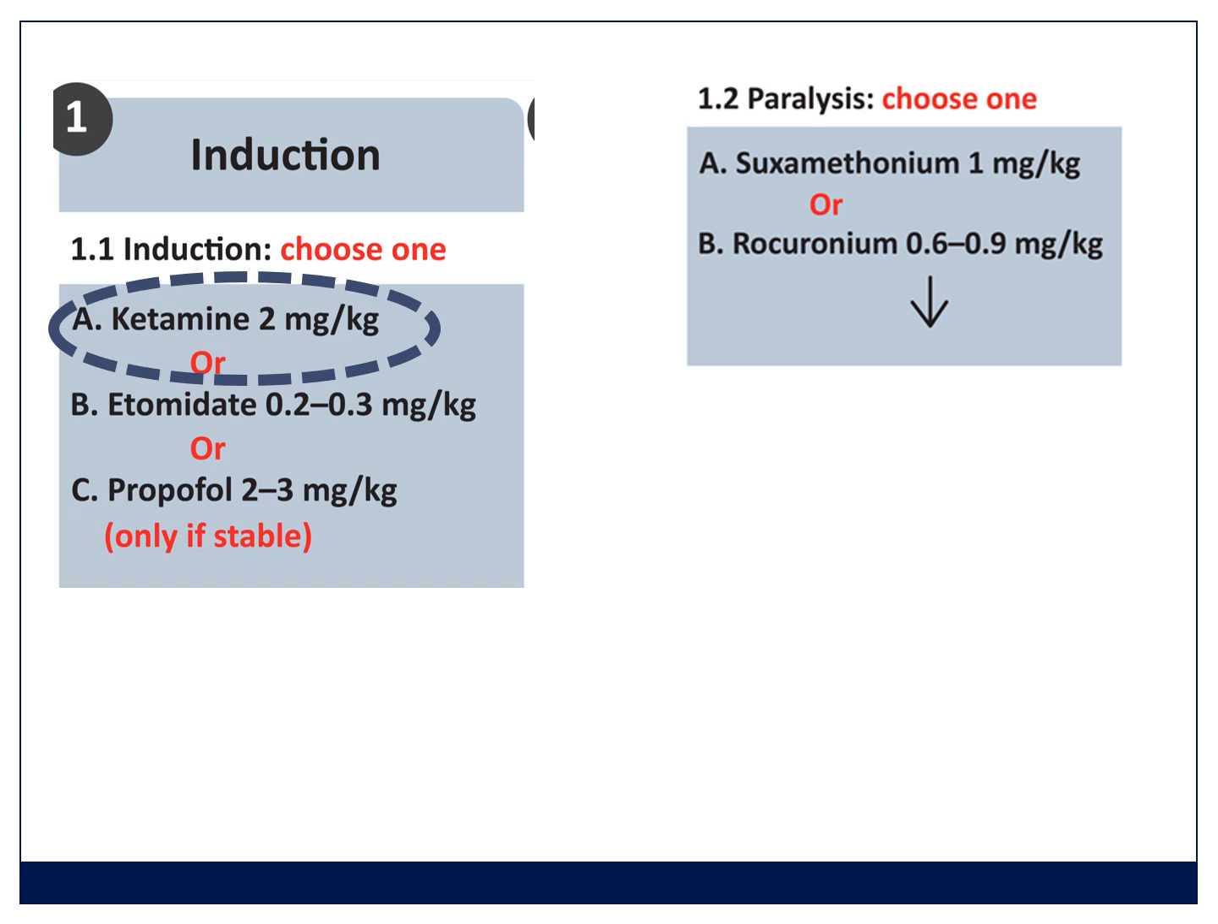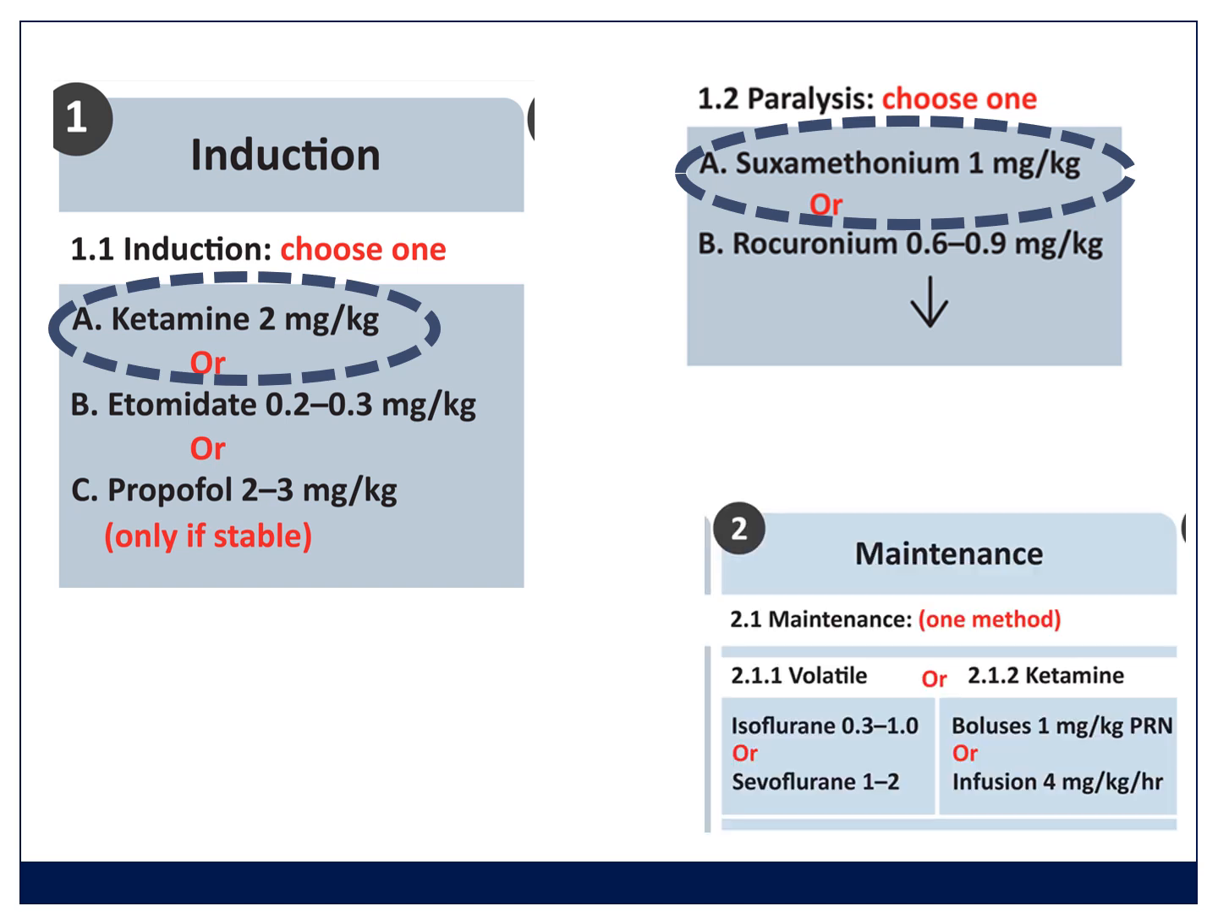Then you need to choose something to paralyze the patient, either succinylcholine or rocuronium. If you're needing fast muscle relaxants, you can use other ones. Normally for a rapid sequence, we choose succinylcholine at 1 milligram per kilogram. And then you need to maintain your patient once they're put to sleep with either a volatile or ketamine. And normally I turn on something like isoflurane in the range of 0.3 to 1. I usually start at about 0.8 to 1 in my stable patients.